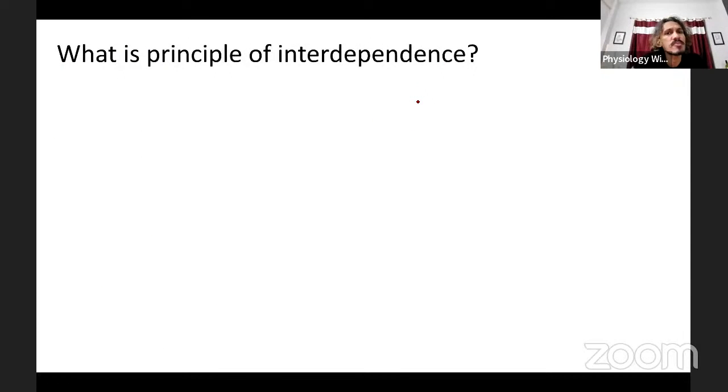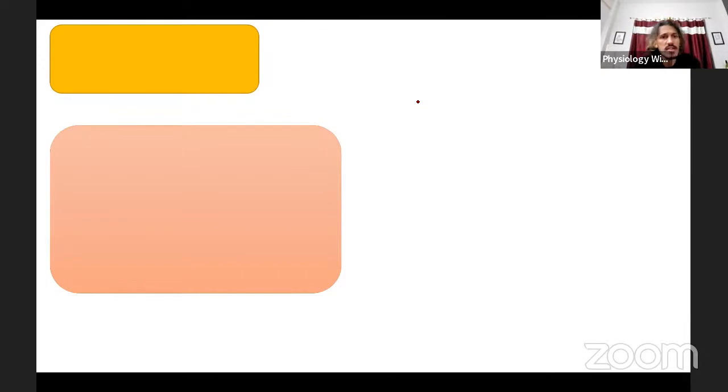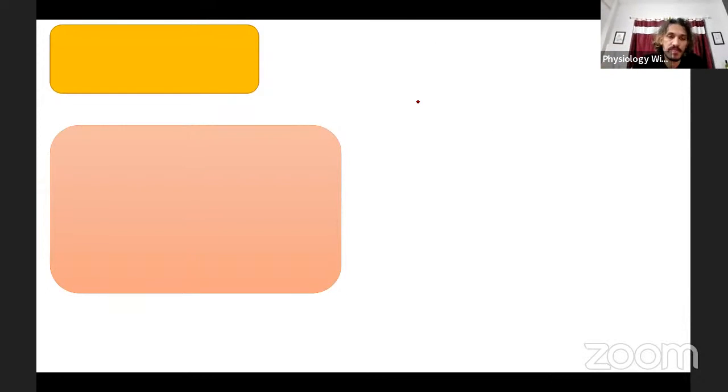Okay, what is the principle of interdependence? Each alveolus is tethered to adjacent alveoli. So even without surfactants, even if they collapse, you can only proceed so far, where they are all tethered to each other and will prevent the collapse of the other one.